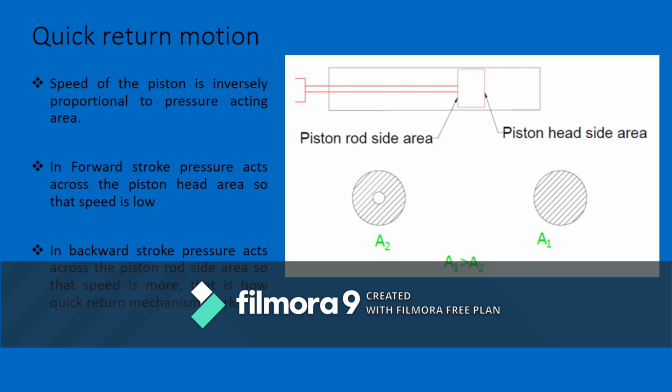In the forward stroke, pressure acts across the piston head area so that speed is low, because speed is inversely proportional. In the backward stroke, pressure acts across the piston rod side area so that speed is more. In the forward stroke, the pressure acting area is larger, therefore more pressure is required. That is why speed is slow. In the backward stroke, the pressure acting area is smaller, therefore small pressure can move the piston, therefore speed is more. That is how the quick return mechanism works.